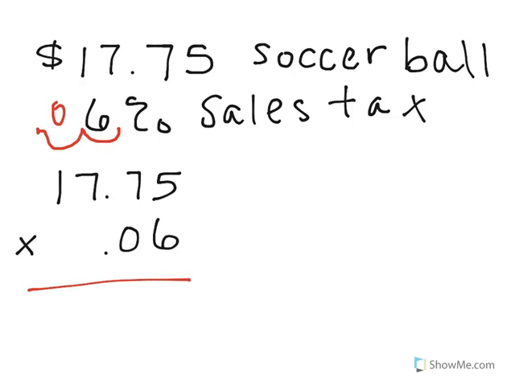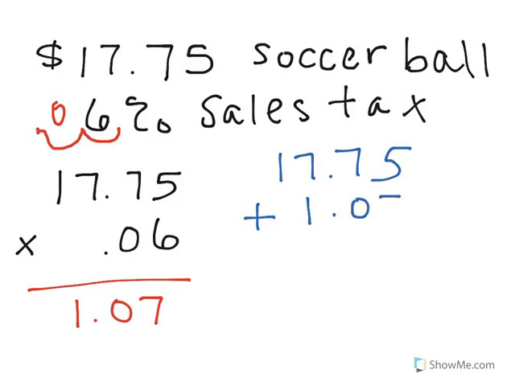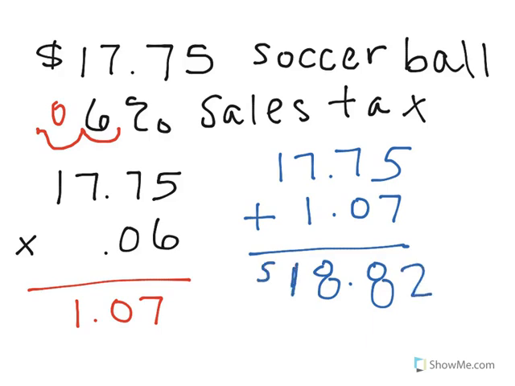So then on your calculator, you're going to type in $17.75 times 0.06, and you're going to get about $1.07. And please just round to the nearest hundredth. Okay? So right away that tells me that the sales tax is $1.07. Now, our total price is not $1.07. That's the sales tax. So what I have to do is I have to take the original price of $17.75 and I have to add $1.07, which is my sales tax, to my original price. And then I'm going to get $18.82. Now that would be my total cost of my soccer ball.